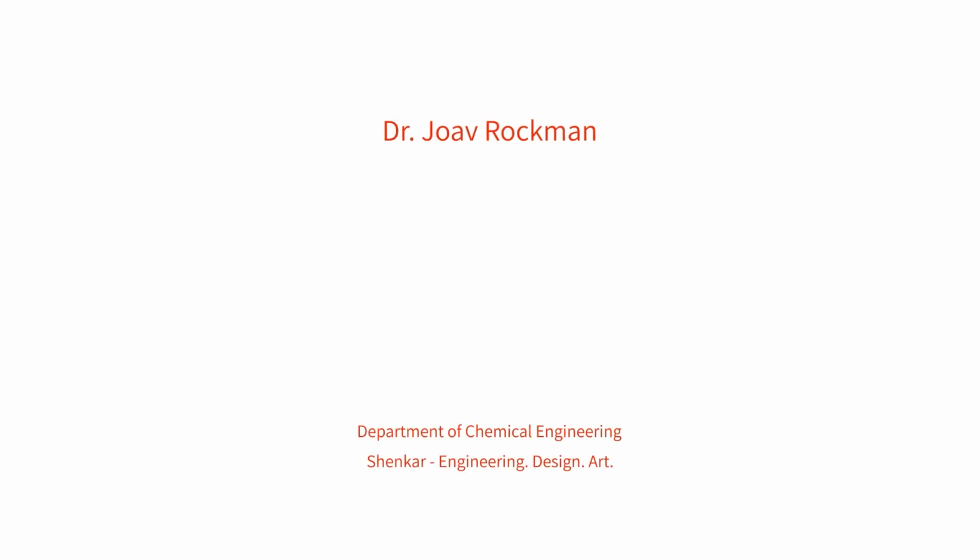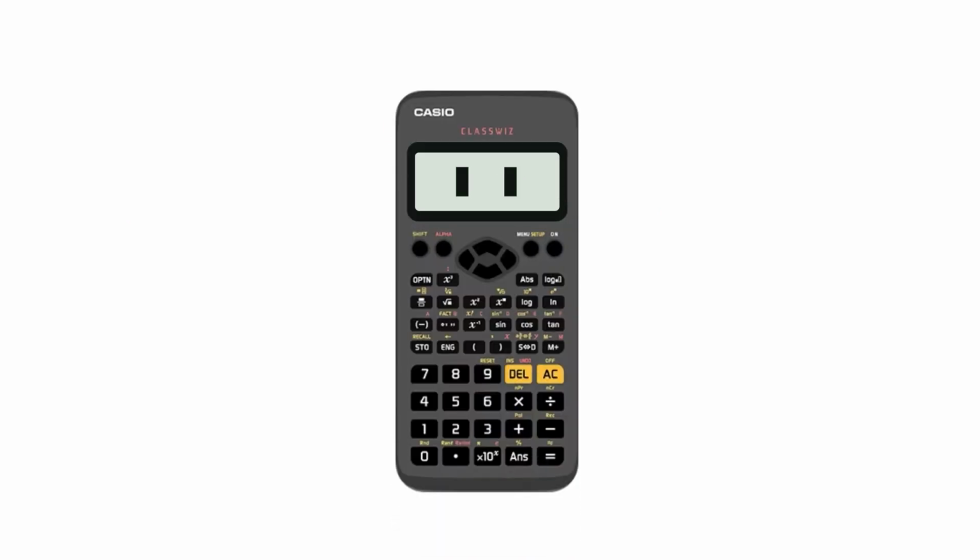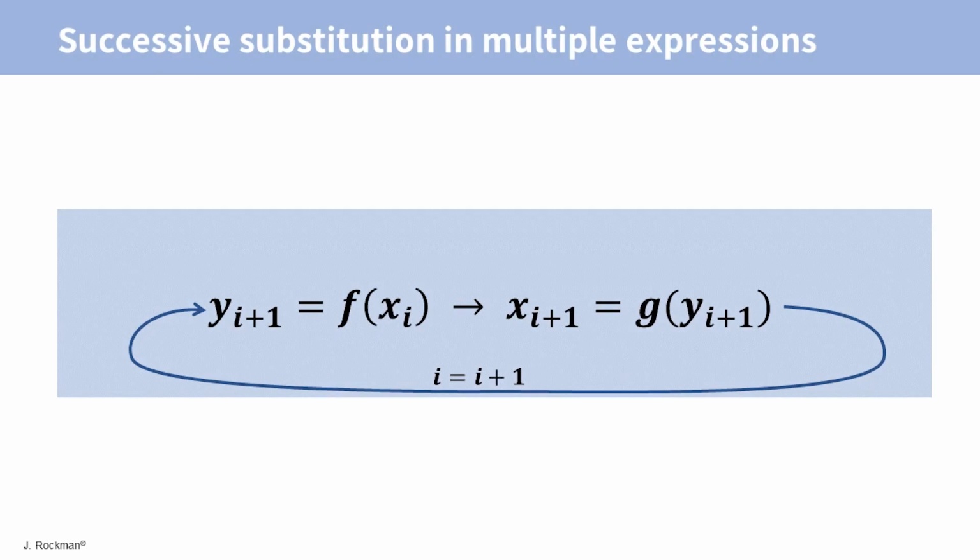My name is Yoav Rockman, and here's another short video on how to perform chemical engineering calculations using a not-so-simple calculator. Today we're continuing our journey to use the calculator as an easy way to solve thermodynamic and other types of problems. This time we're going to use the successive substitution method on a series of equations. First, let's wade into some theory.